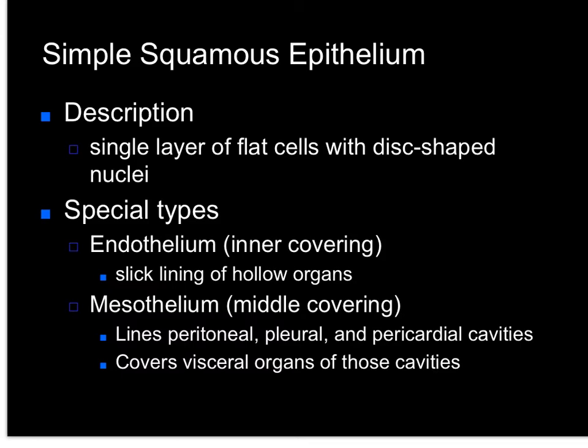Our first tissue type here is simple squamous epithelium. This is a single layer of your scale-like or flat cells with a pretty circular nuclei. There are special types of this. There's one that's called endothelium, which is going to be the slick lining of hollow organs. And we also have mesothelium, which is going to line peritoneal, which is your abdominal, pleural, which is lungs, and pericardial cavities. In addition, you're going to find that these are most likely going to be found in the air sacs of the lungs, where there's only one layer of cells.